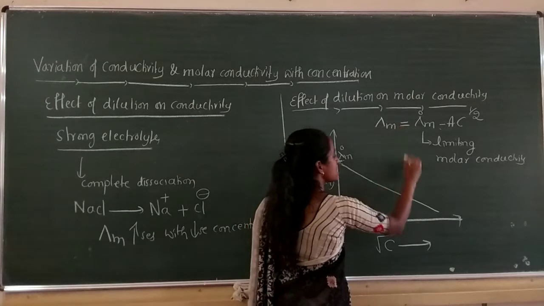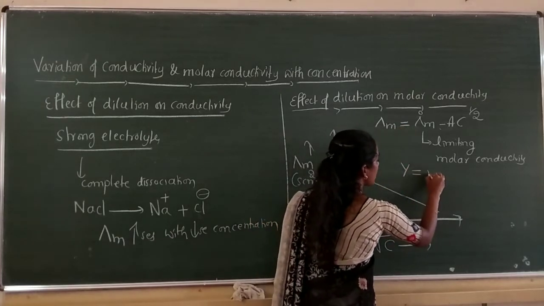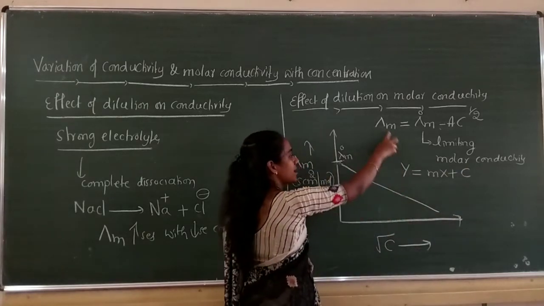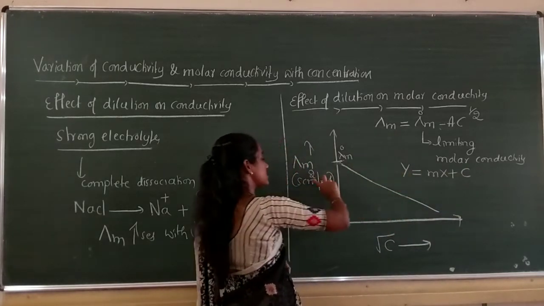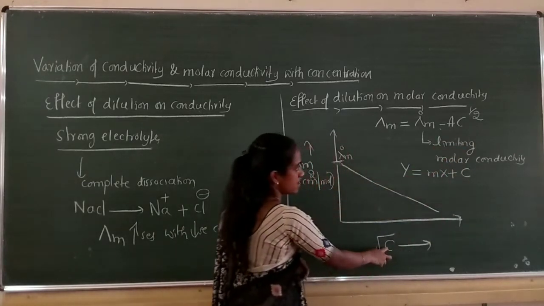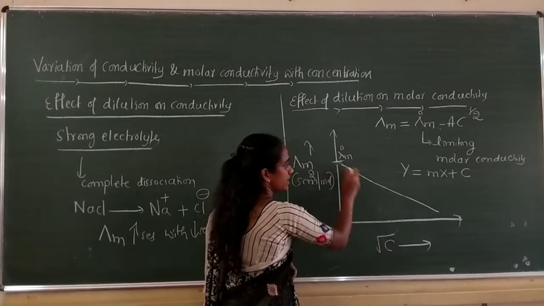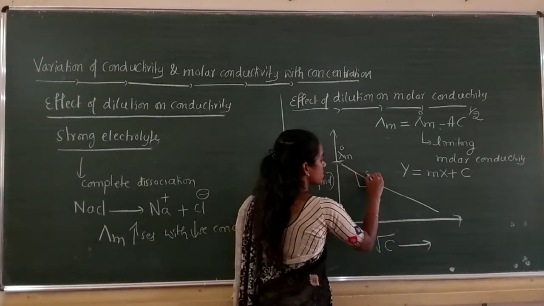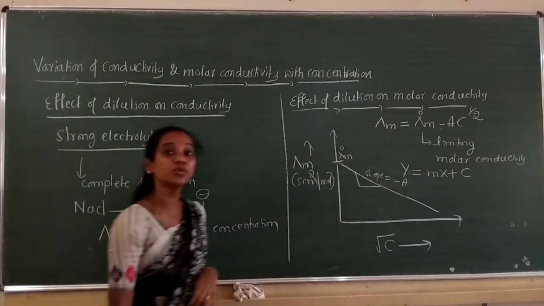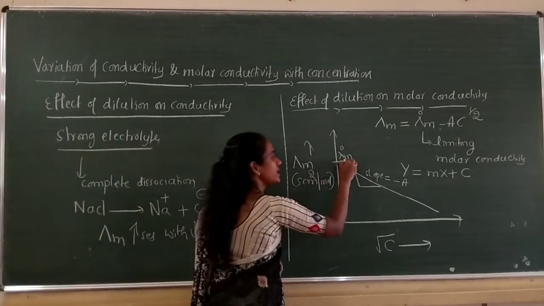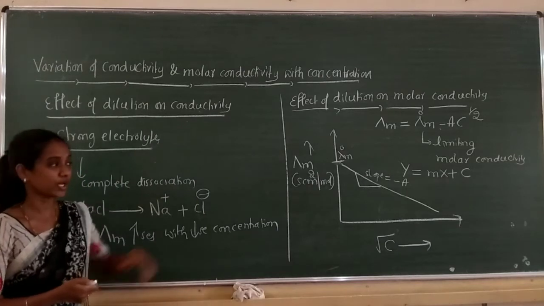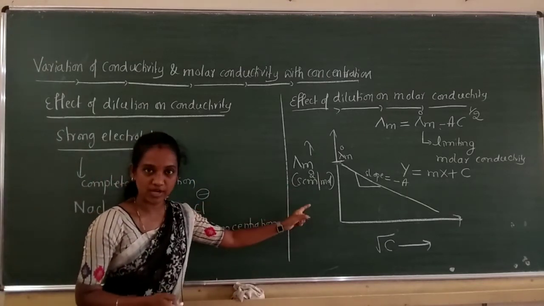So if you compare this equation with the equation of the straight line, that is y equal to mx plus c, and draw a graph of y versus x, where y is lambda m and x is concentration to the power half, or root c, we get a straight line with the slope equal to minus A, and the y-intercept is the limiting molar conductivity. This is in the case of strong electrolytes.